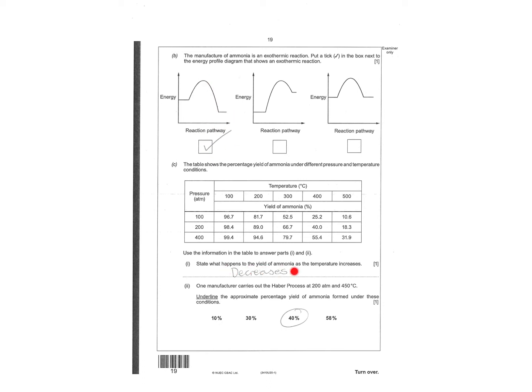State what happens to the yield of ammonia as the temperature increases. So yield of ammonia decreases as the temperature increases. Underline the approximate percentage yield of ammonia formed under these conditions. 200 atmospheres of pressure is by here. 450 is going to be between here and here. The closest one to 450 is that one. So I've actually made a mistake there. It's going to be that one because it's going to be between those 2 numbers. It's not going to be that number.